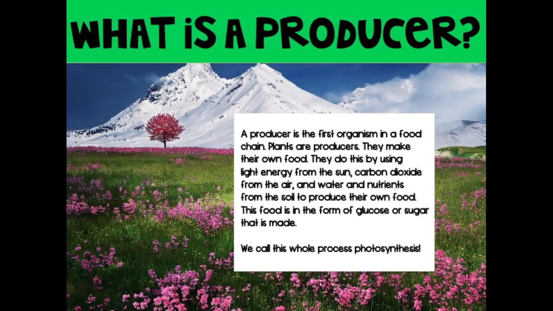First off, we need to review what is a producer. A producer is the first organism in a food chain. Plants are producers. They make their own food. They do this by using light energy from the sun, carbon dioxide from the air, and water and nutrients from the soil to produce their own food. This food is in the form of glucose or sugar that is made. We call this whole process photosynthesis.